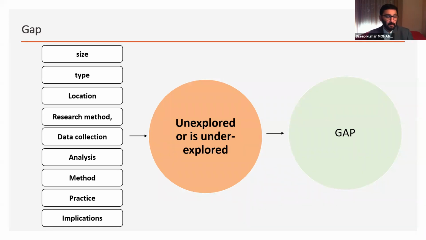Typologies. All along, the studies have been conducted among type A personalities and type B personalities. Nobody has conducted studies on type C personalities. Location: all along, the studies have been conducted in cities, and no studies have been conducted in rural areas. In rural areas. Location gap.